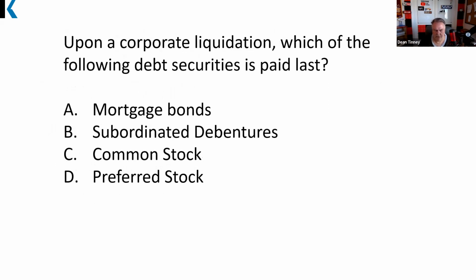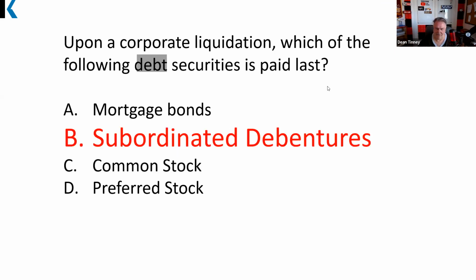Upon a corporate liquidation, which of the following debt securities? Which of the following debt securities? Whoa. Right? I'm being a jerk there. If you don't catch that word debt, you're very likely to tell me the answer is C and feel very good about it. But that isn't the correct answer, because it didn't say following securities. It said debt securities. So the answer is not C. The answer is B. Hit the buzzer.